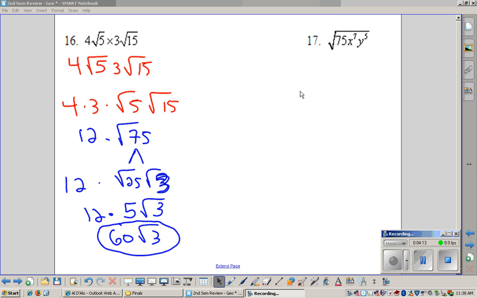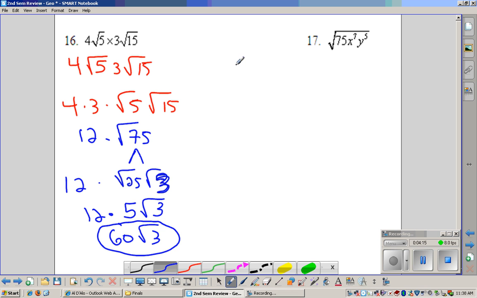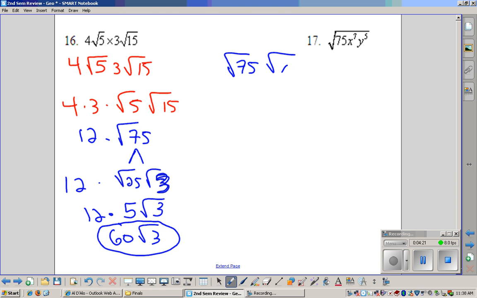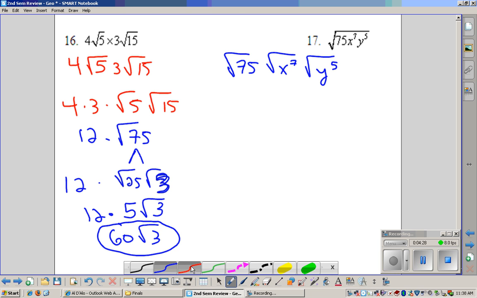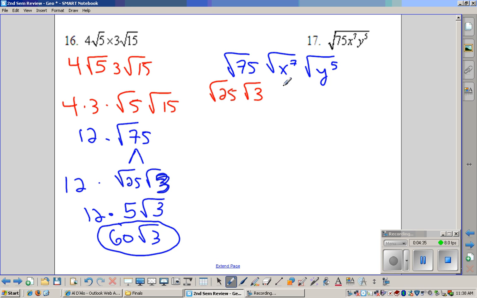Okay, now we have number 17. Break it apart. Square root of 75. Square root of x to the 7th. And square root of y to the 5th. And now break those down into things you can actually square root. Like this is square root of 25 and 3. Square root of 3. This I would break into x to the 6th and x. And the next one would be y to the 4th and y.